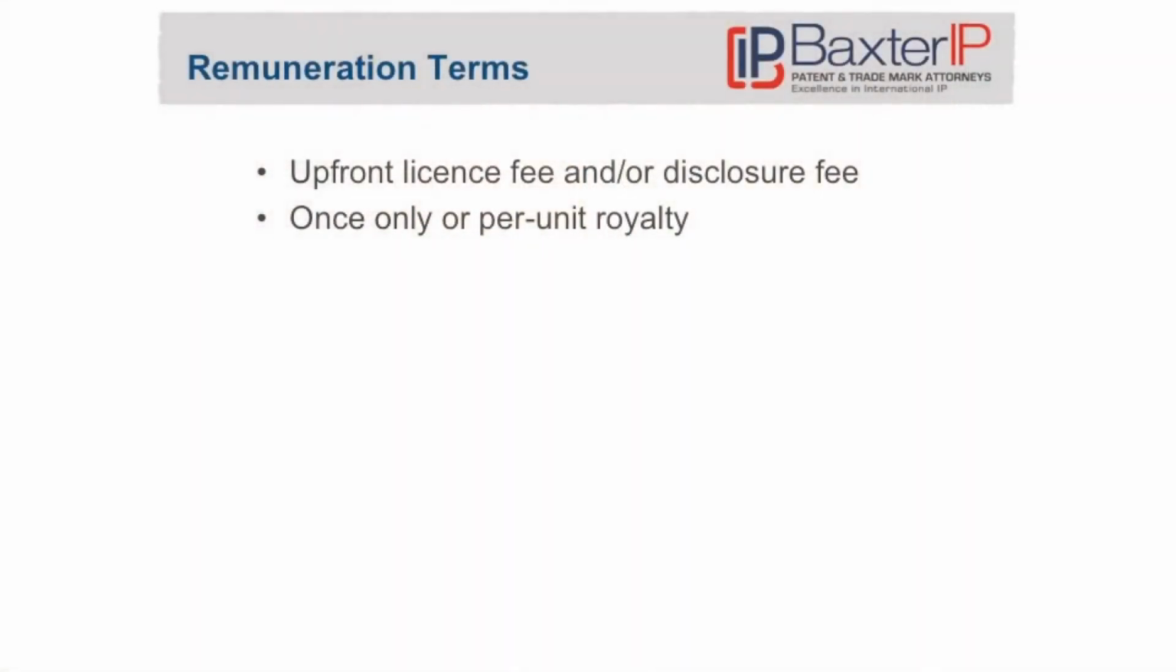In exchange for the rights granted, the licensor normally expects remuneration from the licensee. The remuneration terms of a license agreement normally at least include the licensee paying the licensor firstly an upfront license fee and or disclosure fee, and secondly a once-only royalty or a per unit royalty. Sometimes also an annual minimum royalty is specified. If the royalty is a once-only royalty, the payment may be stage-gated.